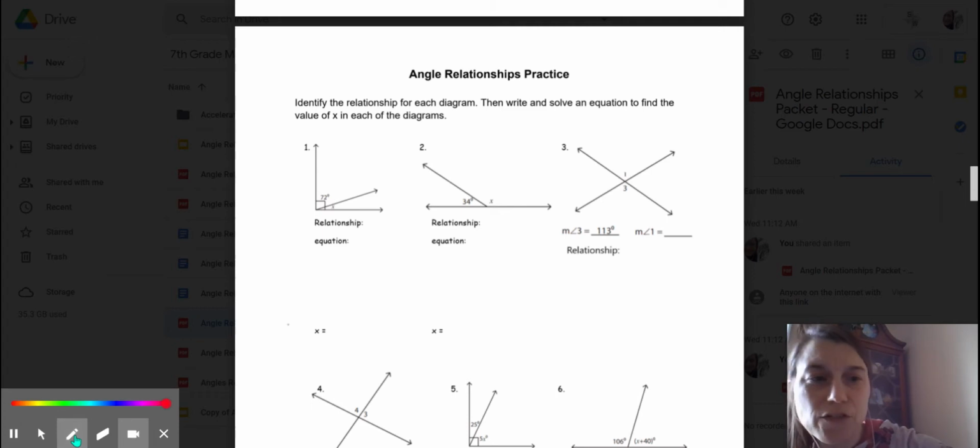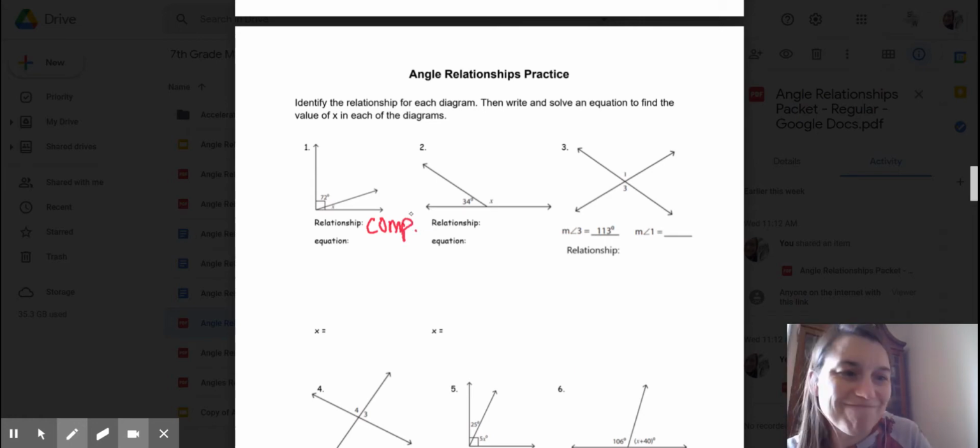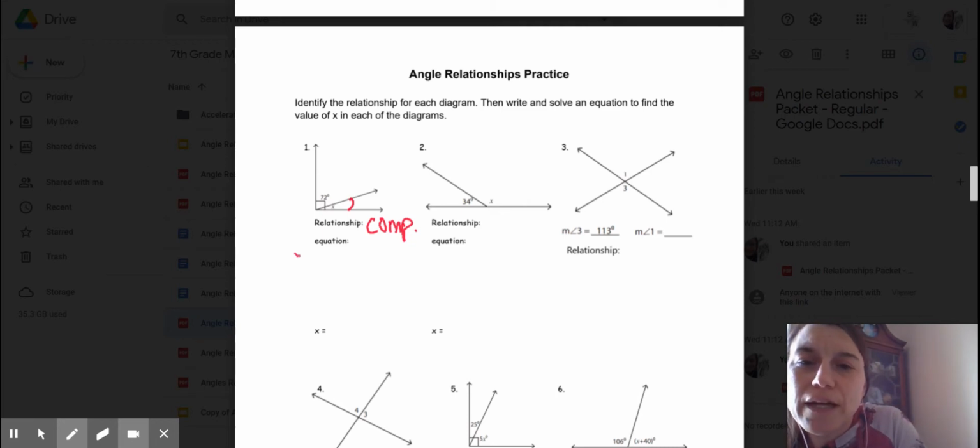Number 1, the relationship that we have is complementary. It's complementary because it's making a 90-degree angle. So I'm going to be lazy and write "comp." That's as good as you can do without writing just C, which is super lazy. This is only a little bit lazy. Then I'm going to write my equation. I always write the unknown first because I like the variable to be on the very left. So I'm going to write angle x plus the 72-degree angle equals 90.